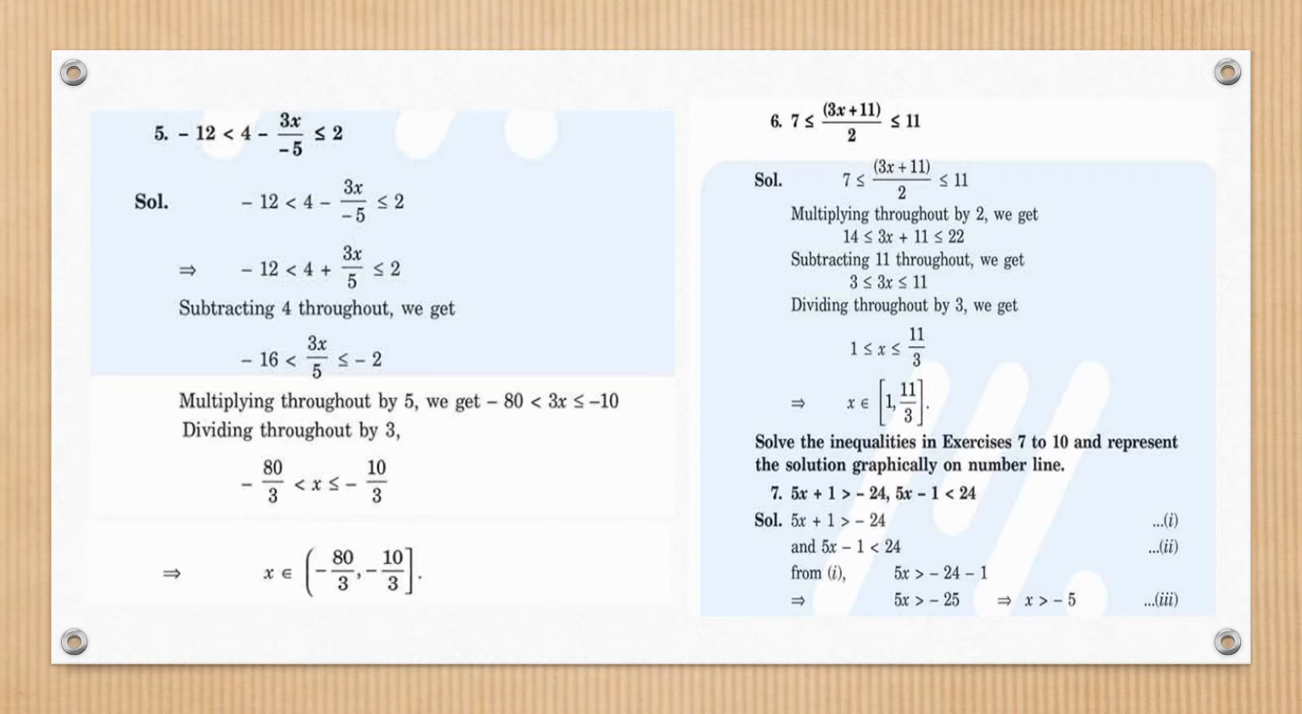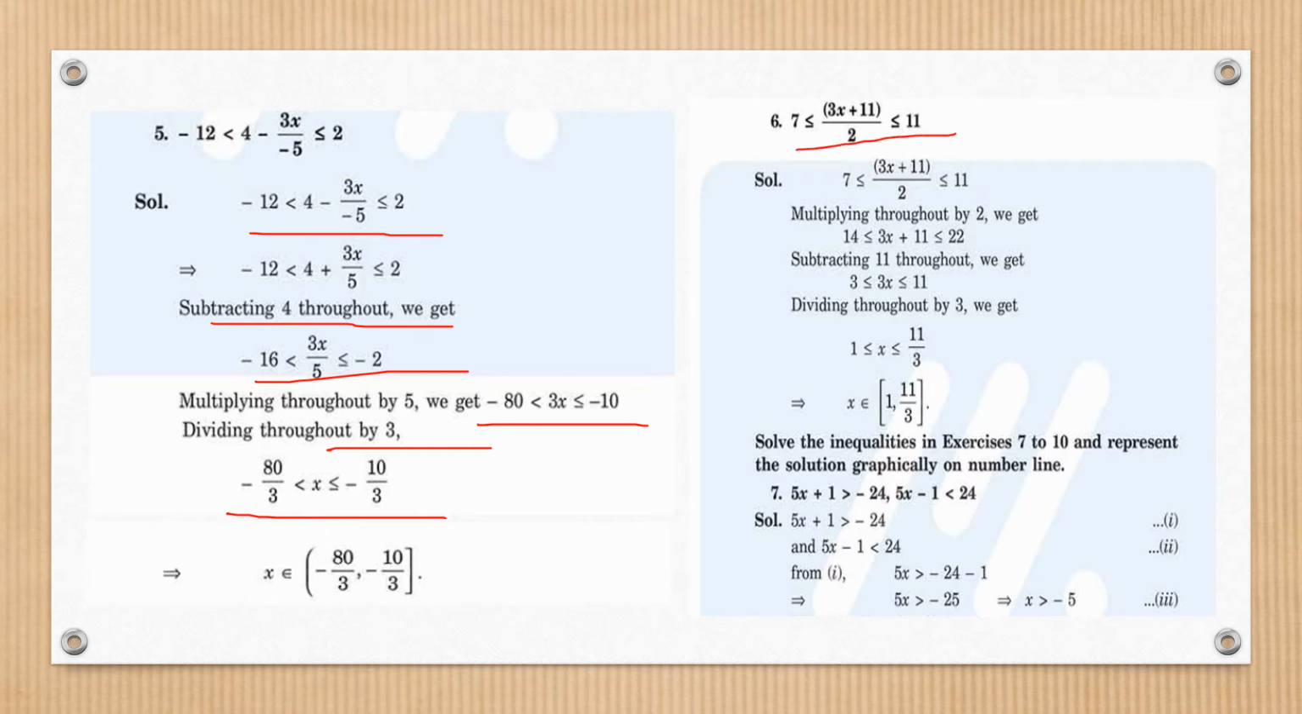Now here 4 minus 3x upon minus 5 is lying between minus 12 and 2. 2 is included, minus 12 is not. So again, firstly, just arrange this sign of minus, adjust it plus. First thing is to subtract 4. I'll get this, then multiply by 5, or you can go for 5 by 3 also, but multiply by 5. Then divide by 3 to get x, and I'll get something like between minus 80 by 3 and minus 10 by 3. Towards this side it is closed, and here it will be open, because here the sign is of strict inequality.